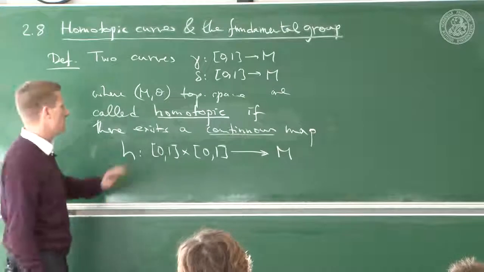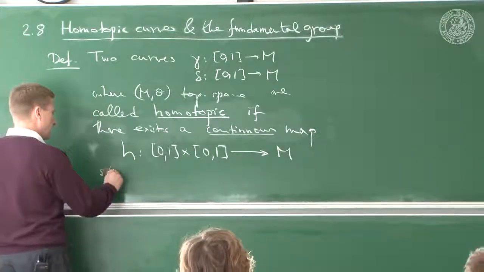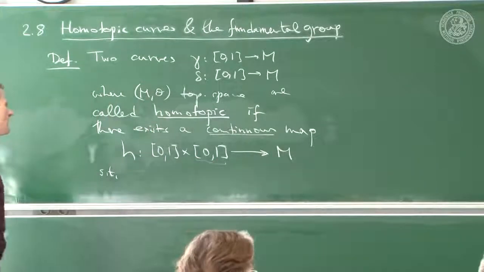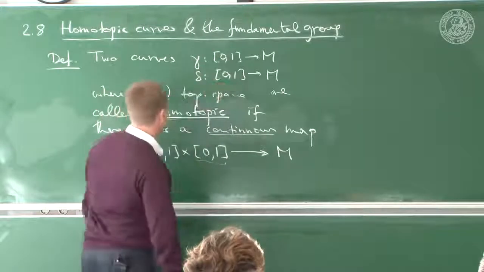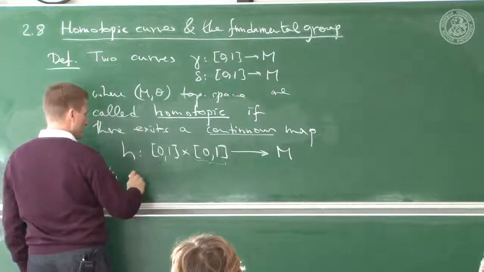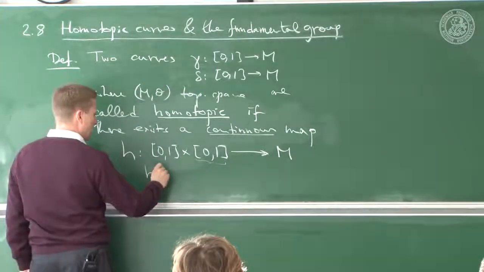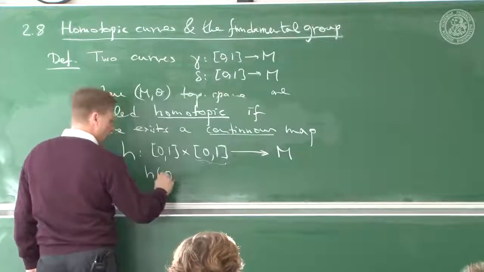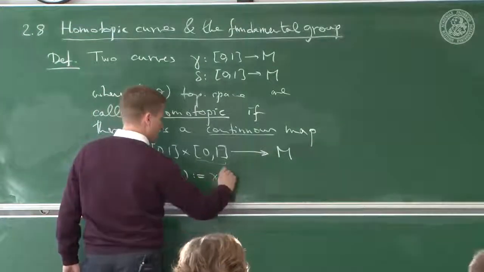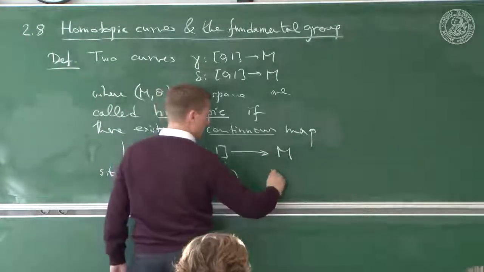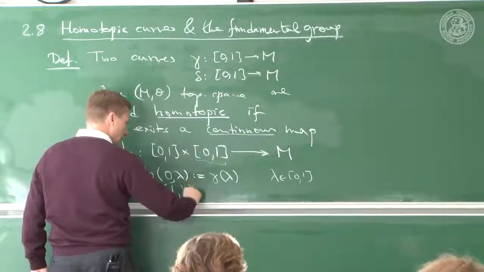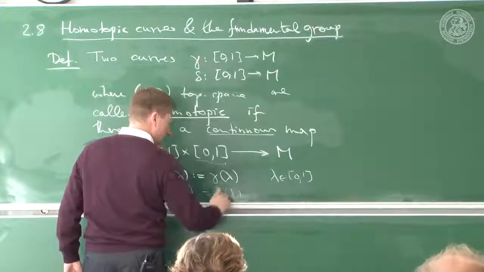If there exists a continuous map H from 0,1 times 0,1 to M such that, you can think of this parameter as still being the parameter that was here for the individual curves, and the other parameter as one that interpolates between the curves, so more precisely such that H of 0, lambda simply reproduces the curve gamma for lambda in 0, 1. And H of 1, lambda reproduces the curve delta of lambda.